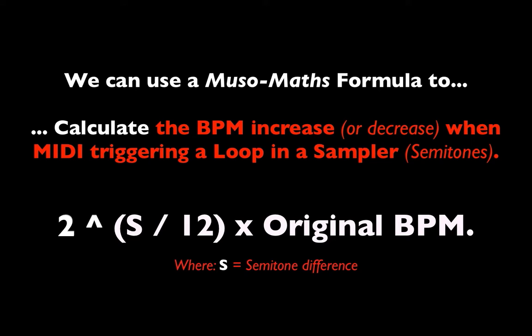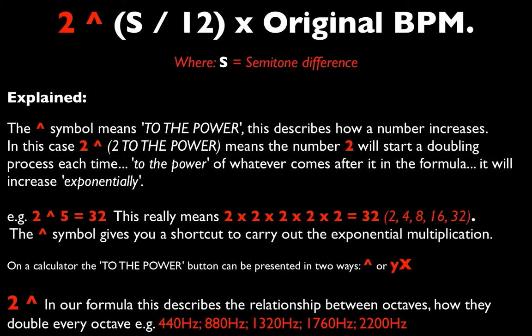Well, we can use a Muso maths formula to calculate the BPM increase or decrease when MIDI triggering a loop in a sampler. 2 to the power of S divided by 12 times the original BPM, where S is the semitone difference. And that sounds complex. Stay with me here. That 2 to the power at the beginning of that formula that I've highlighted in orange, I remember having problems with that myself. I wasn't into maths, so here's an explanation of it.